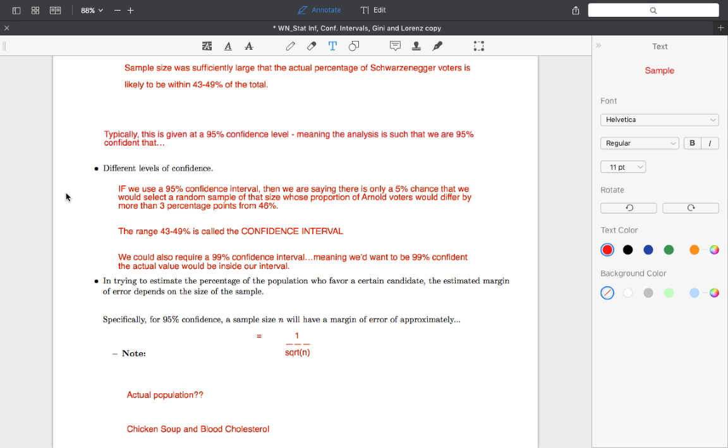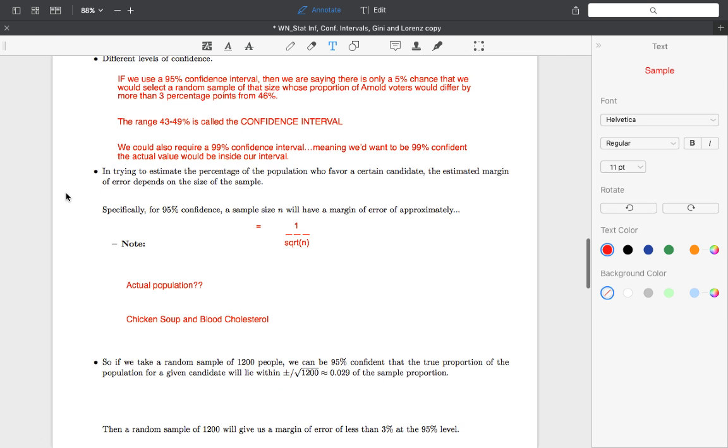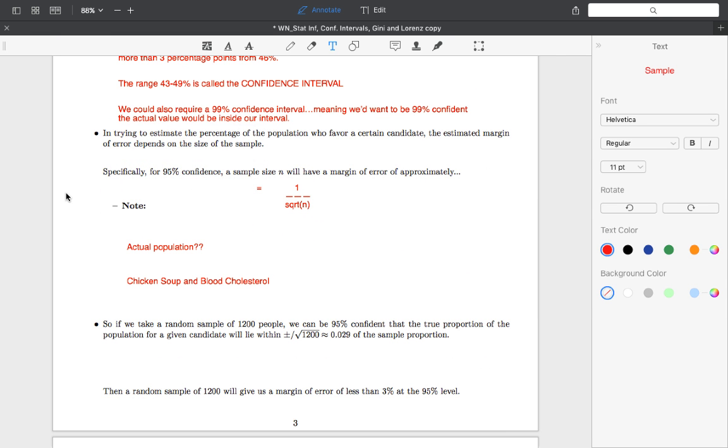But looking at different levels of confidence, we could also require a 99% confidence interval, meaning we'd want to be 99% confident that the actual value would be inside whatever interval we give. So there's a question in your assignment getting at that idea of the different confidence levels. Since we used an example of polling, I want to say something about it.